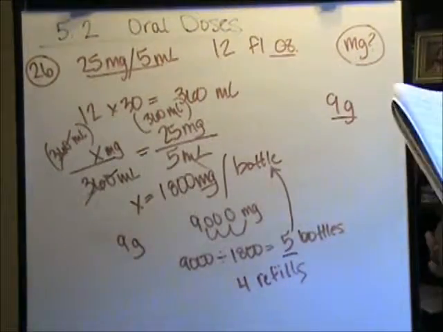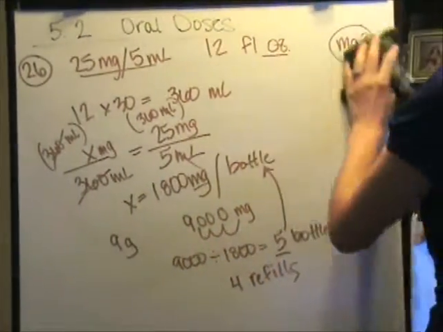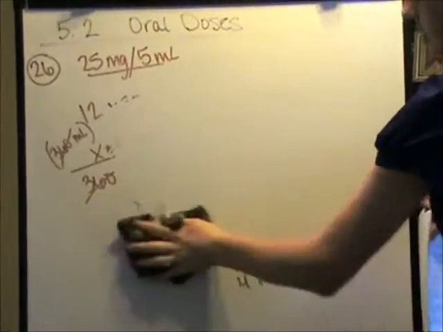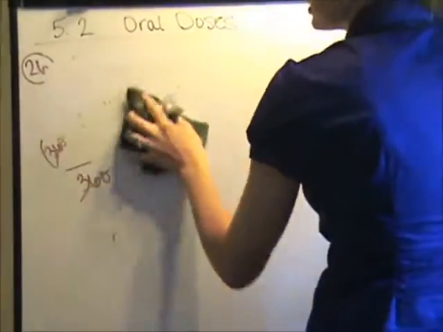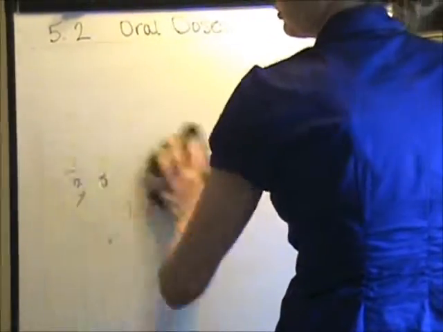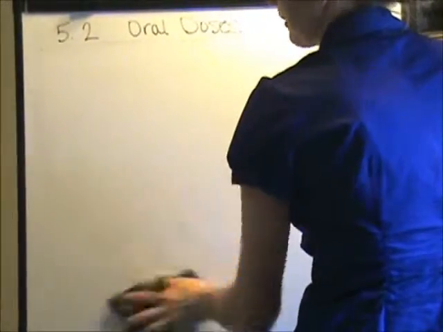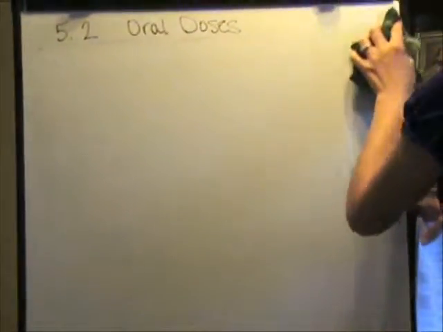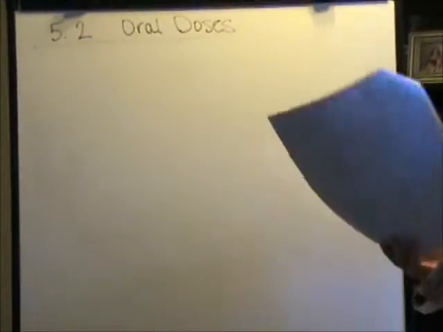Okay, so hopefully that will help clarify calculating oral dosage for patients. It's really not any different than setting up the original proportions that we've been working on the last 2 chapters, but it's just important to keep in mind that we are converting our household measures and metric measures appropriately.